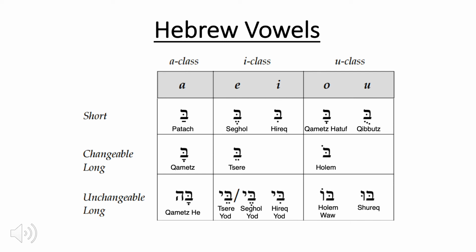And then our U-class vowels: komets hatuf, which I pronounce as an O, kibbutz, which I pronounce as U, holum, holum vav, both pronounced as O, and shurik, the long U. Again, learn the pronunciation of the vowels, and learn the name of each vowel, and, most importantly, learn what class the vowel is in, because that will help when the vowels change.